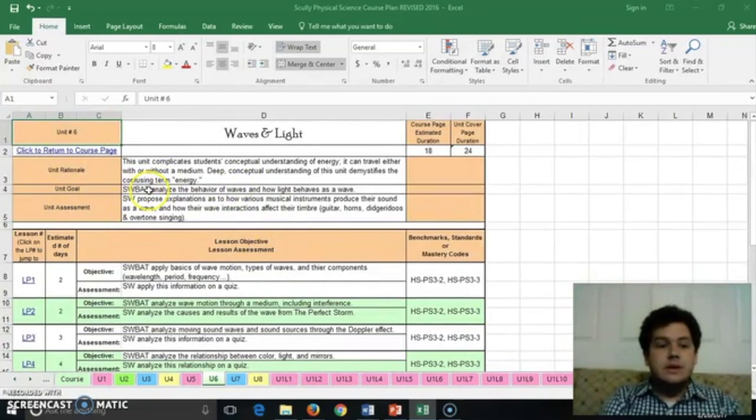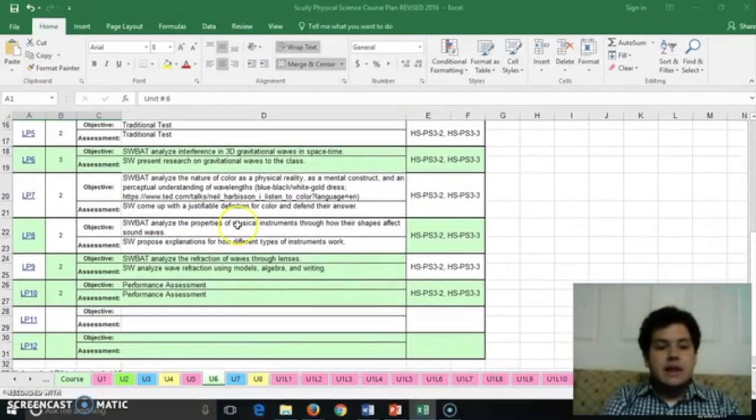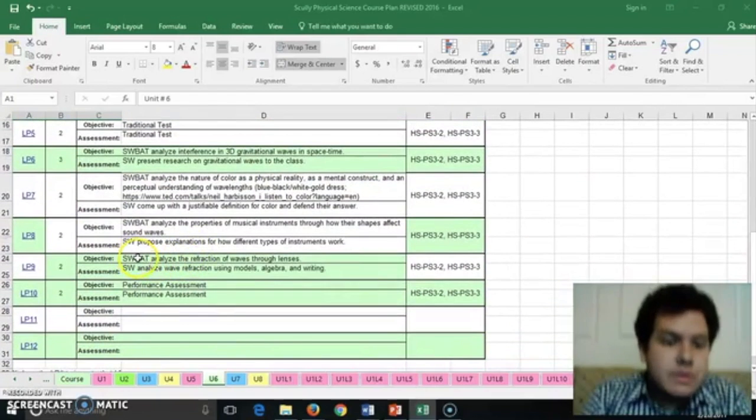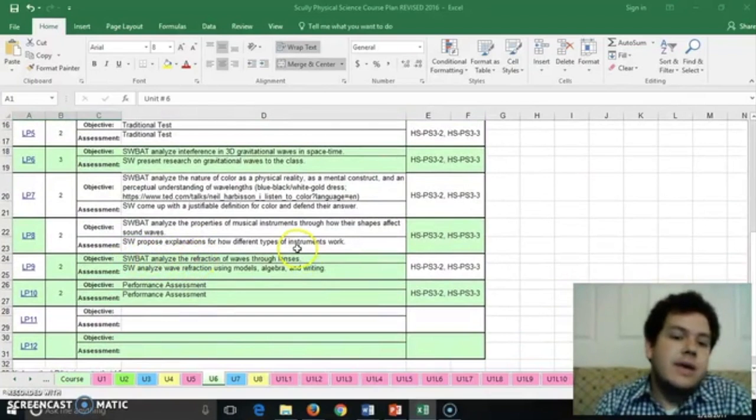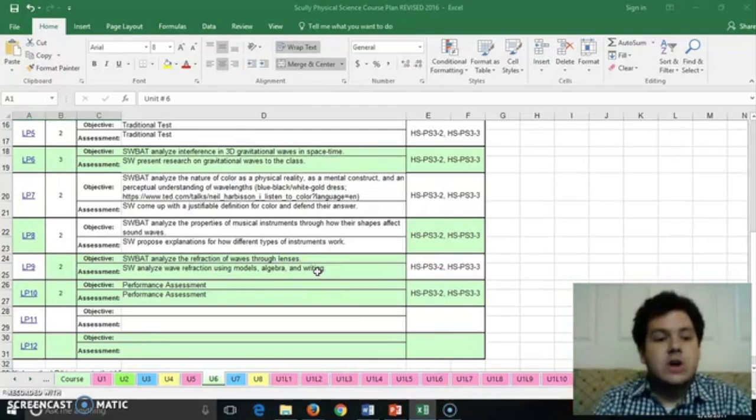So my lesson must be SWIBOT, analyze the behavior of waves and how light behaves as a wave. My particular lesson that I'm going to be planning today is SWIBOT, analyze the refraction of waves through lenses. So when light goes through a wave and it gets bent because it's gone through a different medium. I've made sure, especially now later in my unit, that I'm at the unit goal Bloom's verb analyze.